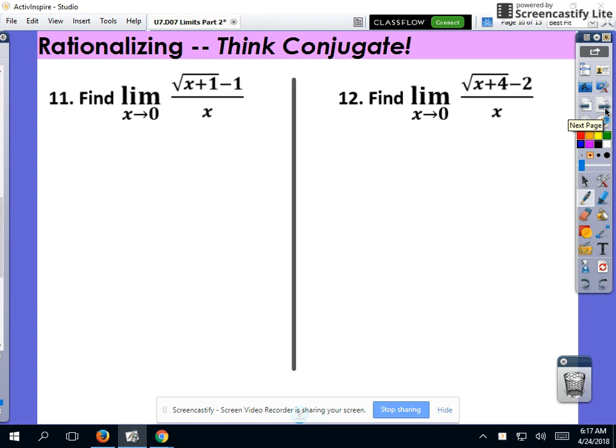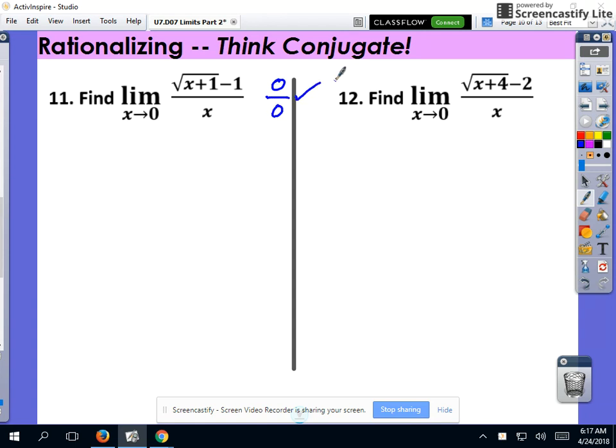Okay, so number 11, this is not factoring. Do you see it's the square root of x plus 1 minus 1, over x. Let's see if this would result in an indeterminate form. If I plug in 0 here, I'm going to get square root of 1 minus 1, so that's 0 over 0. So yep, indeterminate form.